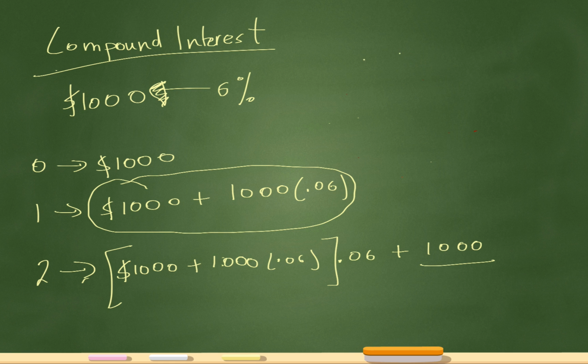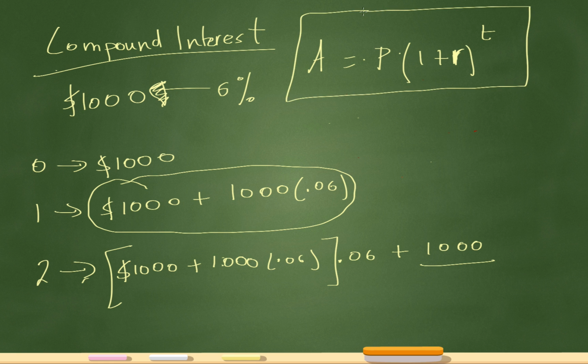I'm going to write it down. It'll be P times 1 plus R, raised to the T, equals A. There's a couple of different formulas, but for SAT purposes, let's stick with this one. This one is really a simple one, and this is the one that SAT uses. So P will stand for your principal like before, R is going to stand for your interest rate, and T is going to stand for your time.